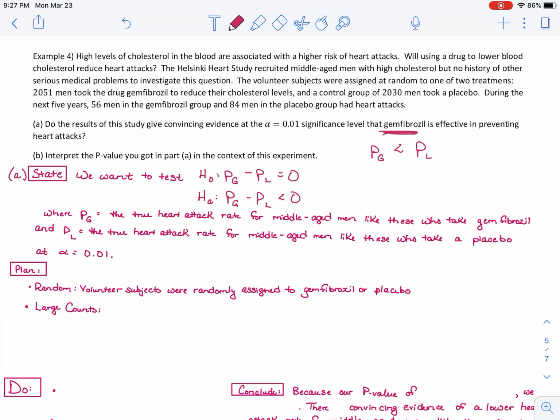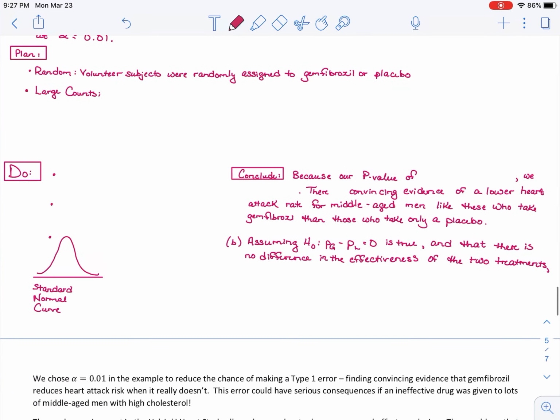It's really tedious, but you can't say this is what you're going to be testing if those are meaningless values. Also, state your level of significance. It's probably given to you in the problem, and you can see we have a low level of significance here because we don't want to have a type 1 error. So then we're going to test our conditions.